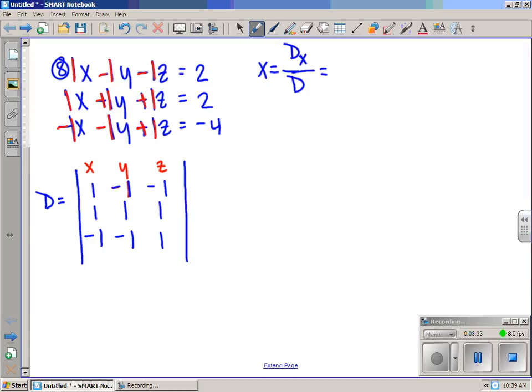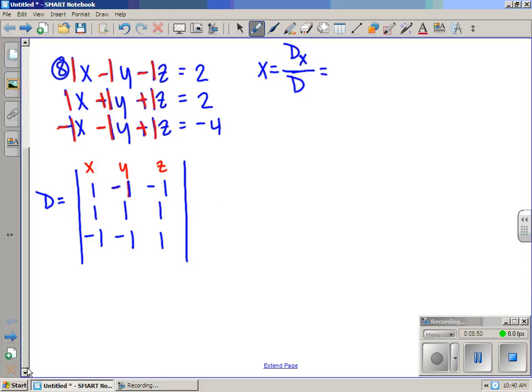The 2 and the negative 4, we will use that later. You do not use the equal numbers when you're doing D. Now that we've set up our determinant, we're going to work it out just like we did number 7.